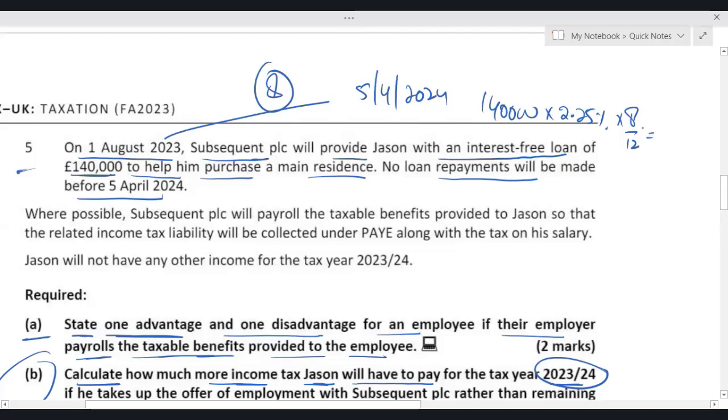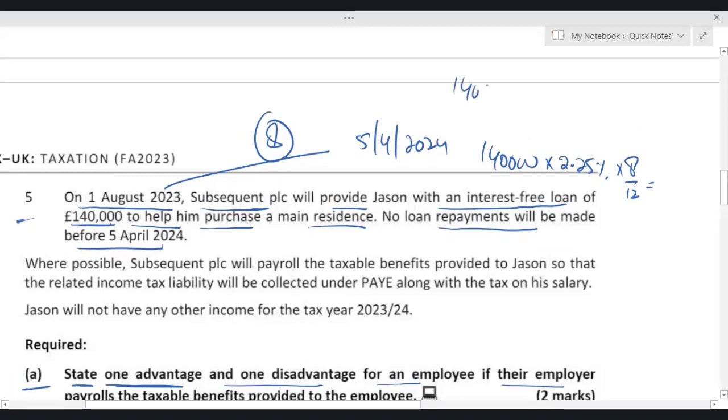Now, this is simply you are using the precise method, the accurate method. Even if you go for the average method, you will have the same result, because in average, what are you going to do? You will take 1,40,000, which will work as an opening loan as well as your closing loan. Then we divide this by 2. Obviously, 140 plus 140 divided by 2 will give you 140. And then you'll be multiplying this with 2.25% and 8 upon 12. So either you are using the average method or the accurate method, you will get the same result.